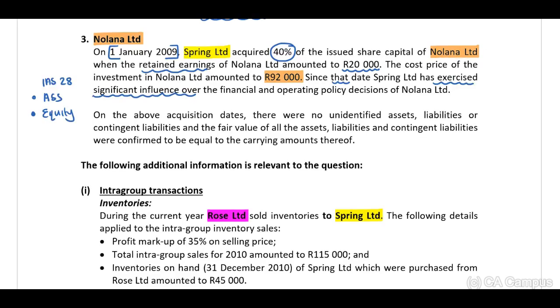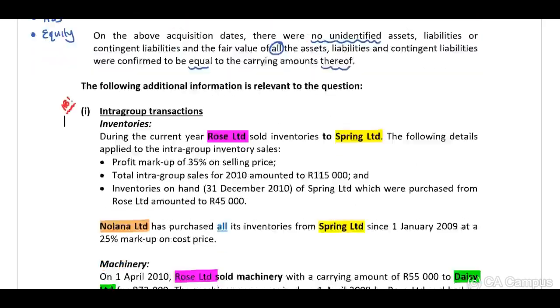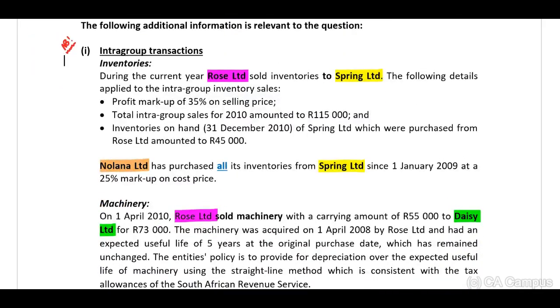On the above acquisition dates, there were no unidentified assets, liabilities, or contingent liabilities, and the fair value of all assets, liabilities, and contingent liabilities were confirmed to be equal to the carrying amounts thereof. The following additional information is relevant to the question. Intragroup transactions. Extremely important, you need to know this. A lot of students fail group questions because they don't understand intragroup transactions.